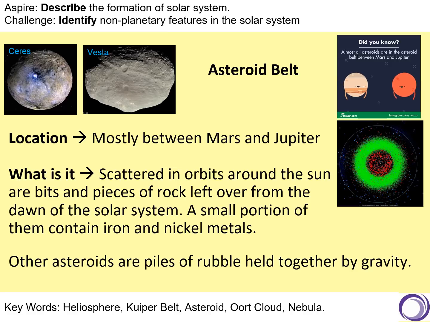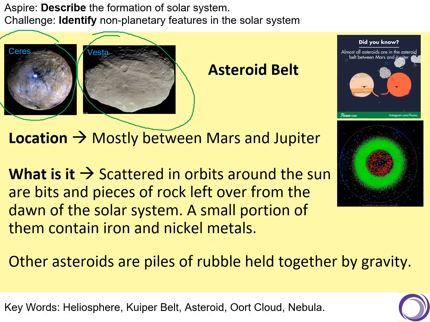And there are two dwarf planets that I've got here for you. One called Ceres, which is just here, and the other one called Vesta. So they're two dwarf planets within the asteroid belt. Now, why are they classified as planets? Basically because they're a bit bigger and they're spherical. Well, I should say more spherical than others.